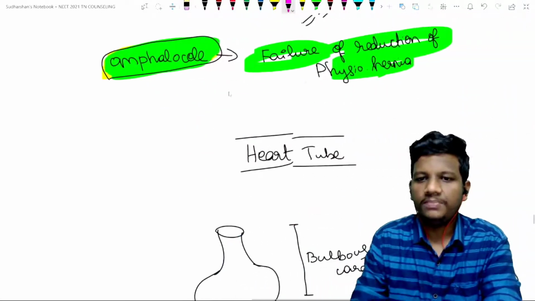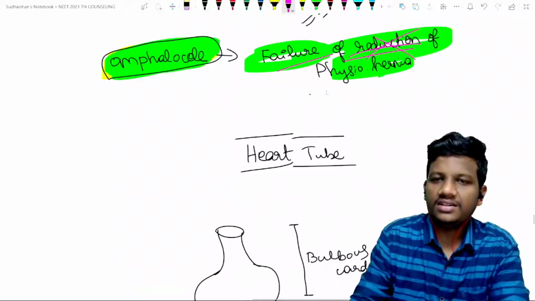So note down: omphalocele means failure of reduction, that is, failure of return of the physiological hernia.